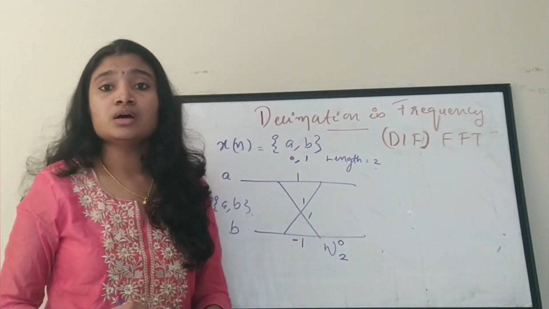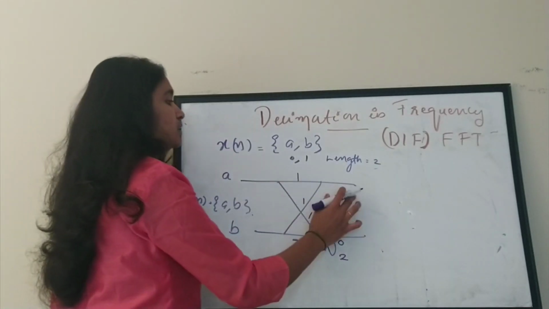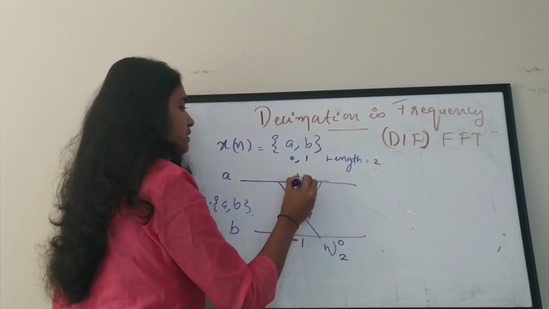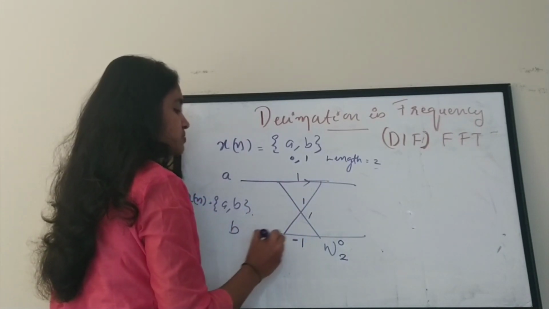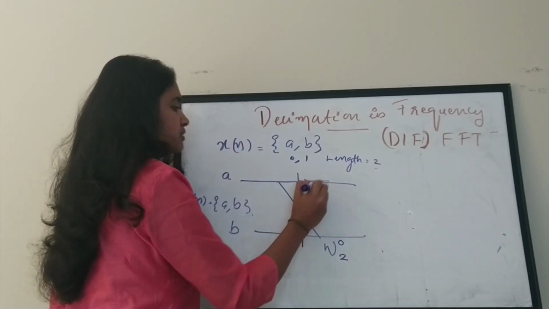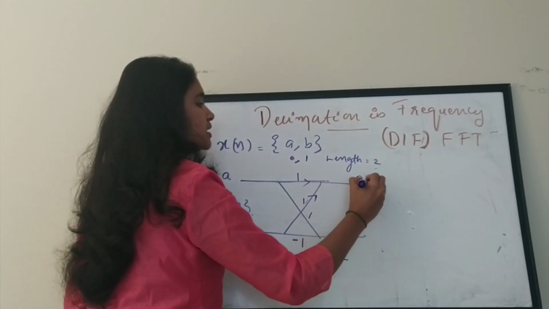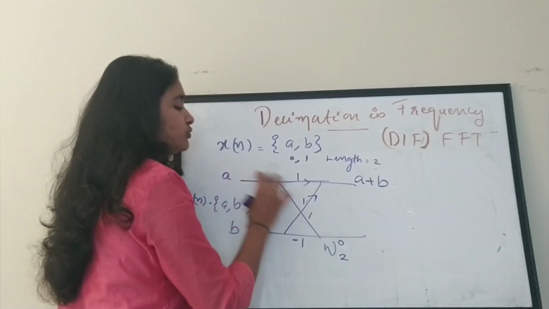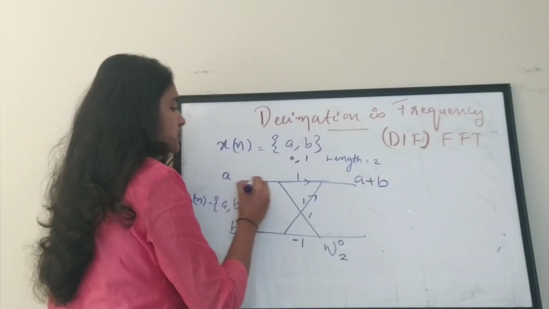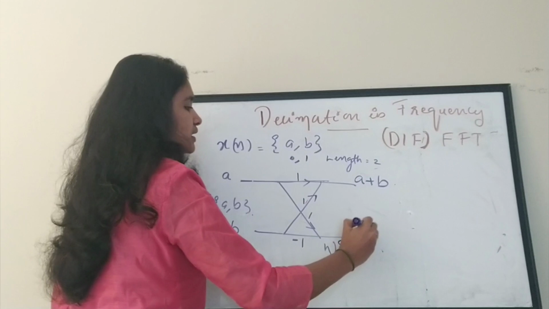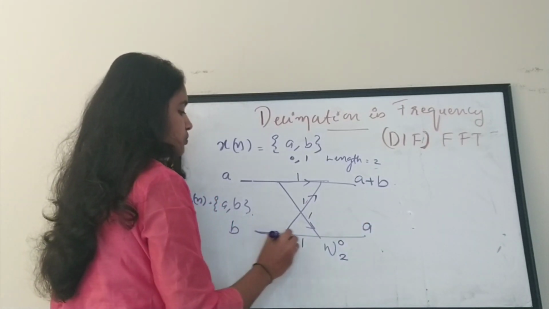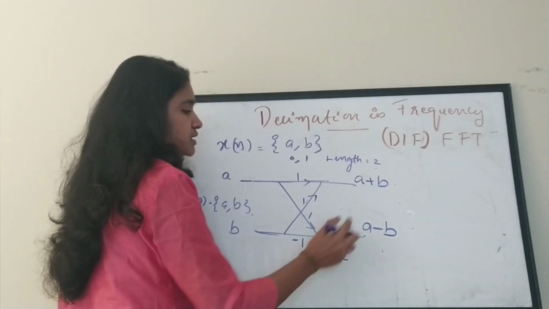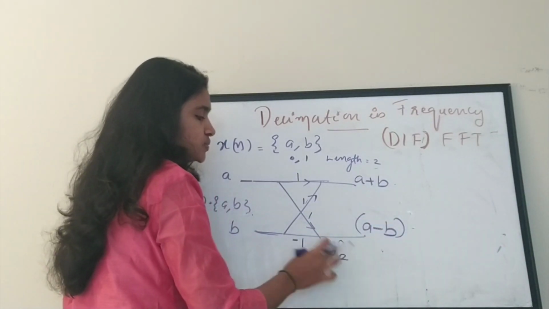Let's talk about the output side. For the upper branch, the output is a, and this one is b coming right from here. So the output is a plus b. This is your upper branch output. For the lower branch, a is coming here, a minus b, and there is a twiddle factor, right? So a minus b into this twiddle factor.